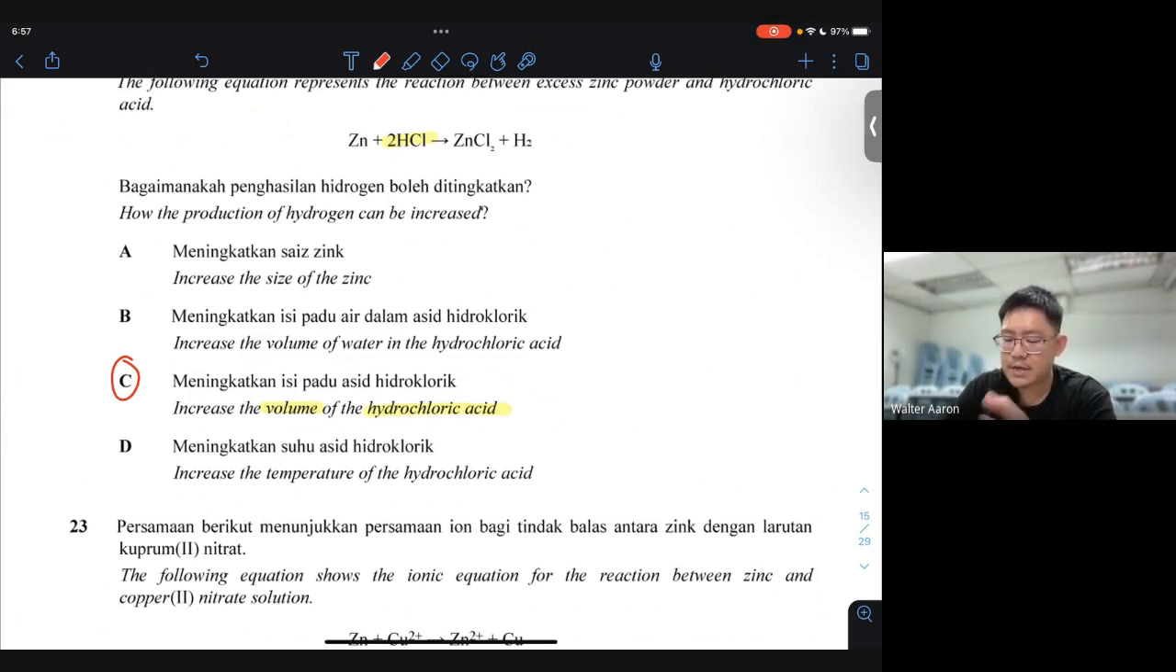So you see, A says increase the size of zinc. That actually lowers the rate of reaction, but it doesn't increase or decrease the hydrogen gas. Same goes for B. Increasing the volume of water will just dilute the solution. It will reduce the rate of reaction, but it will not increase or decrease the amount of gas produced. And same thing goes for D. If you increase the temperature of hydrochloric acid, the rate of reaction may increase, but the volume of hydrogen gas will still be the same, because the amount of reactants remains the same. So the best answer here to increase the amount of gas being produced is actually C.